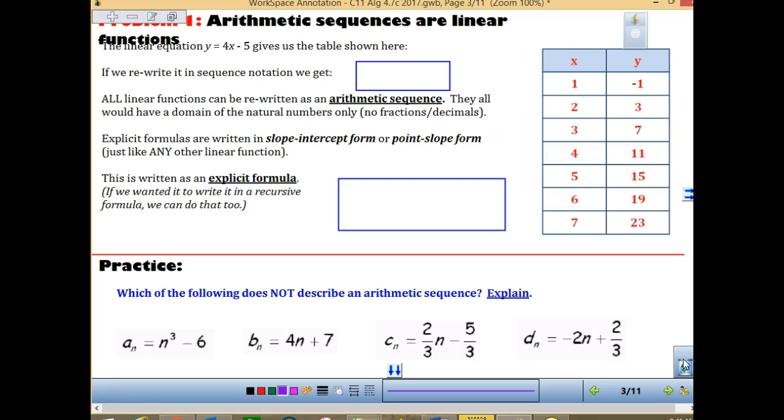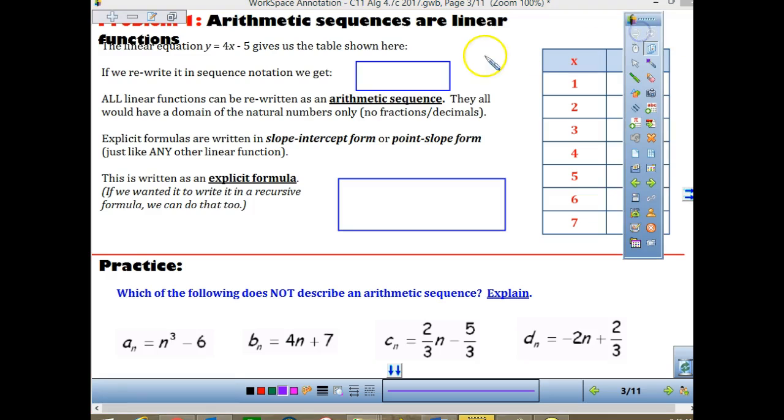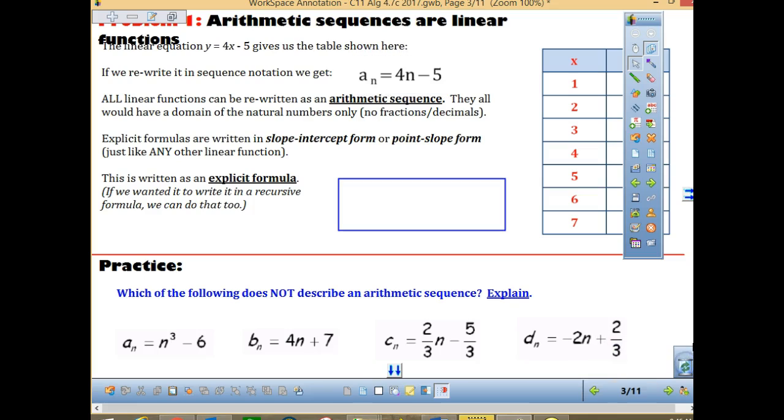So in sequence notation, the only thing that's different is that you're going to have a sub n, and I'm going to show theirs because it's neater writing than if I write it. So it looks like a sub n equals 4n minus 5. If you have it in slope-intercept, write it in sequence notation, we can write it just like that. Okay? There's sometimes where you're going to see an n minus 1.